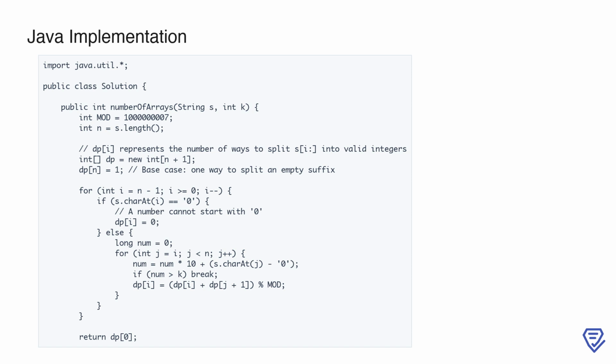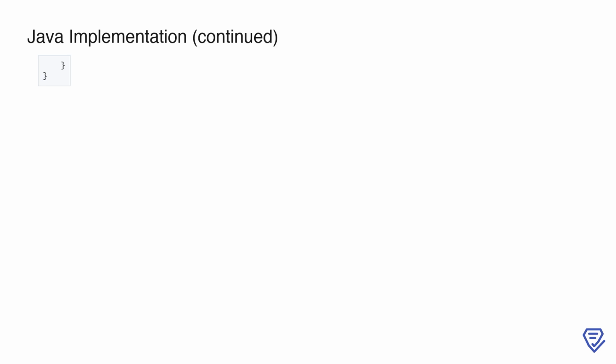If the number is valid, we update dp[i] by adding the number of ways to split the substring starting from index j plus 1, taking modulo mod to ensure results fit within the allowed range. The implementation concludes with the return statement, where we return dp[0]. This represents the total number of ways to split the entire string s into valid integers that satisfy the condition of being less than or equal to k. By utilizing dynamic programming, we efficiently compute the result while considering all valid splits and avoiding redundant computations. The modular arithmetic ensures our solution is robust against large intermediate results. This concludes the Java implementation for the problem.